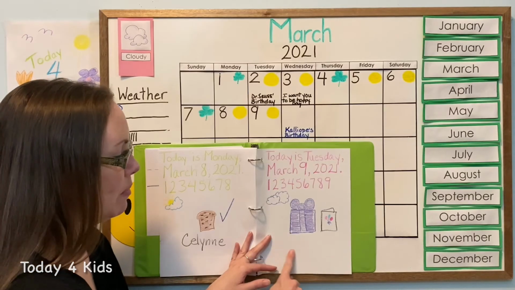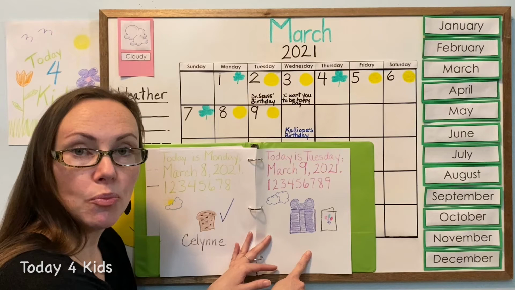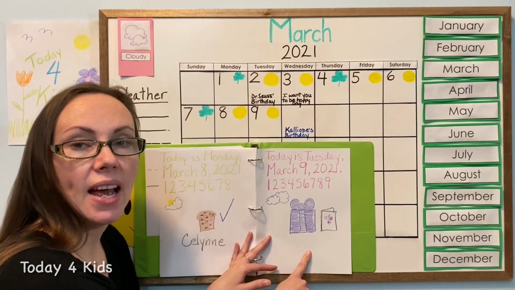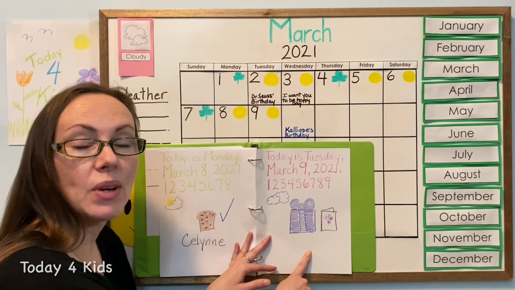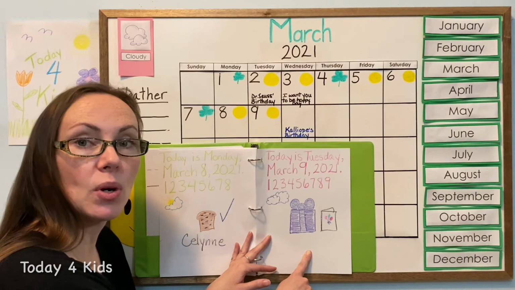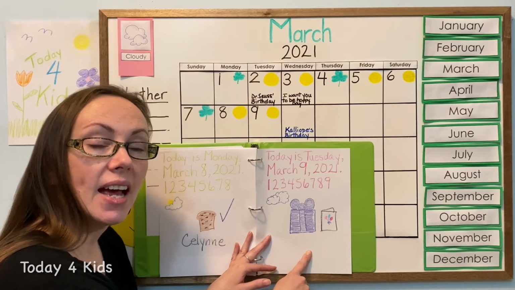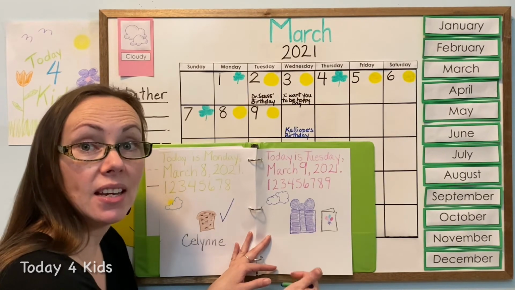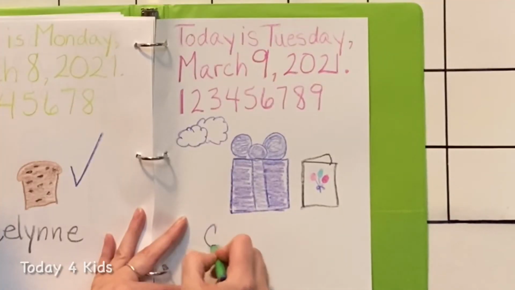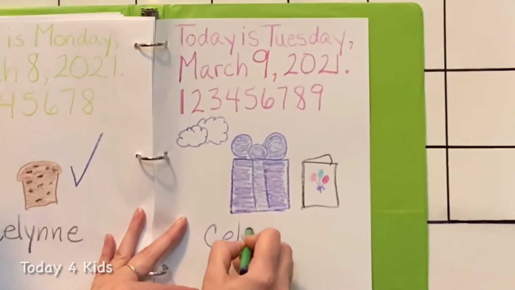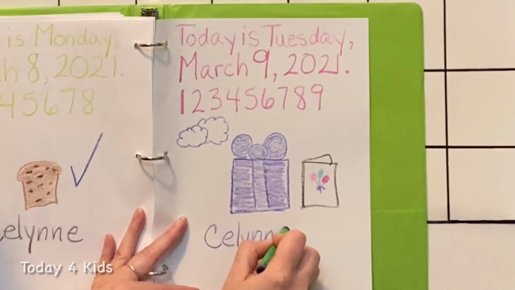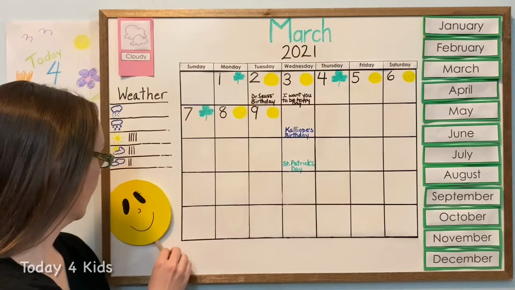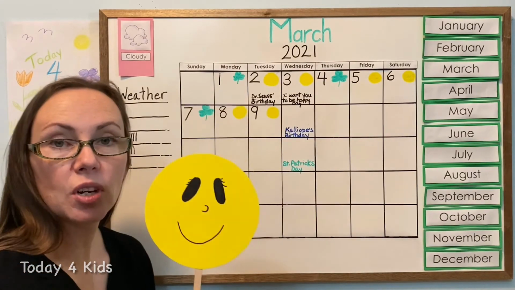And next I'm going to put my name at the bottom, and I want you to practice printing your name today too. We should practice printing our names every day so we get really good at it, because it's really important to know how to spell our names. And make sure to put a capital letter at the beginning of your name. So capital C-E-L-Y-N-N-E.